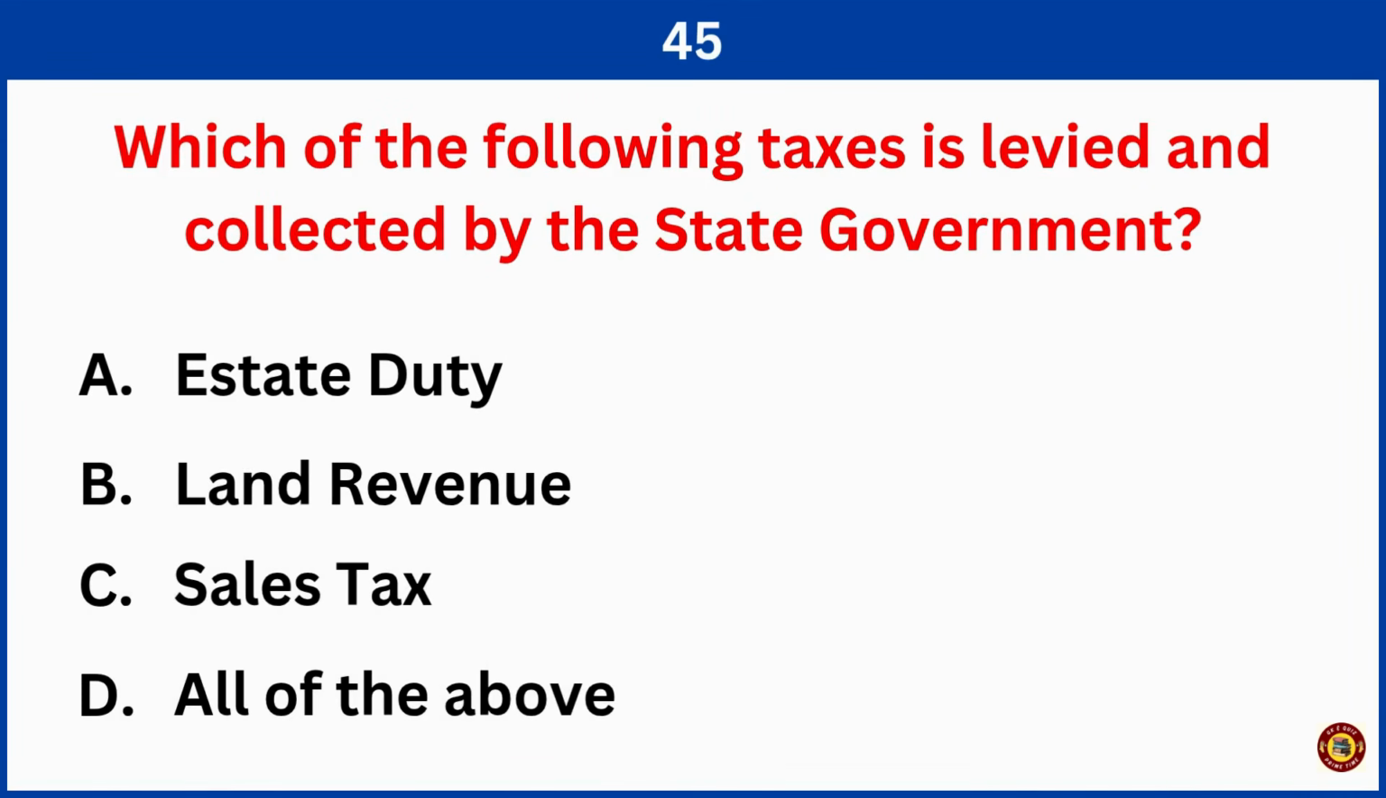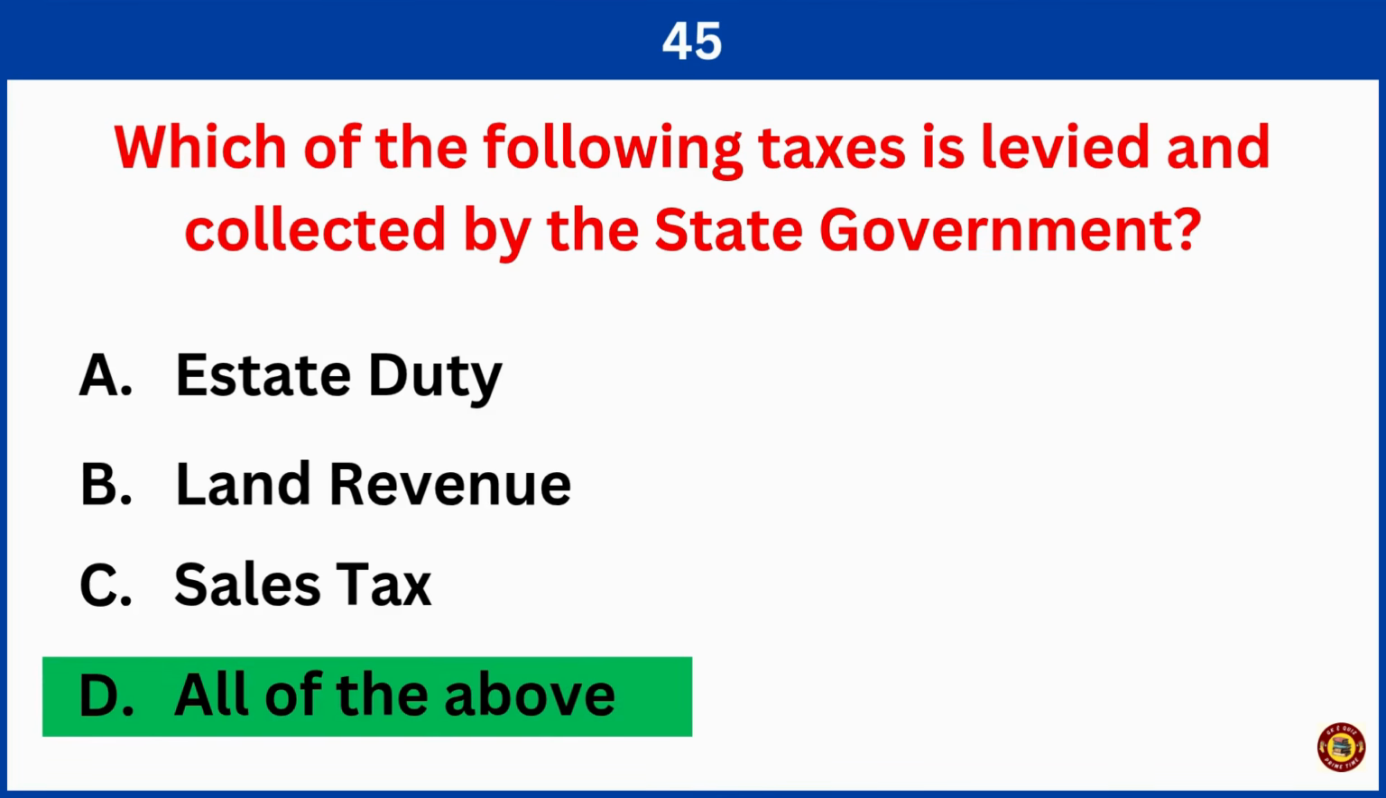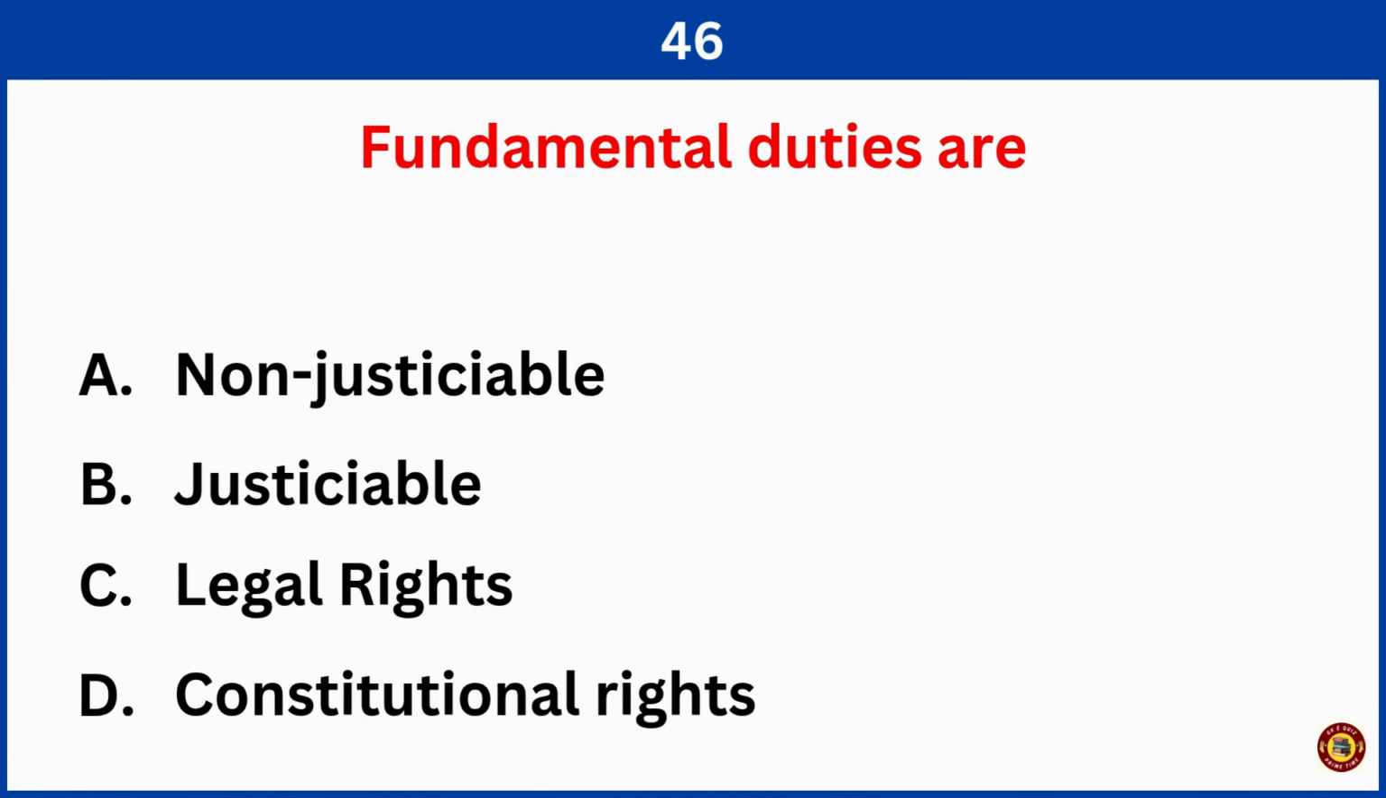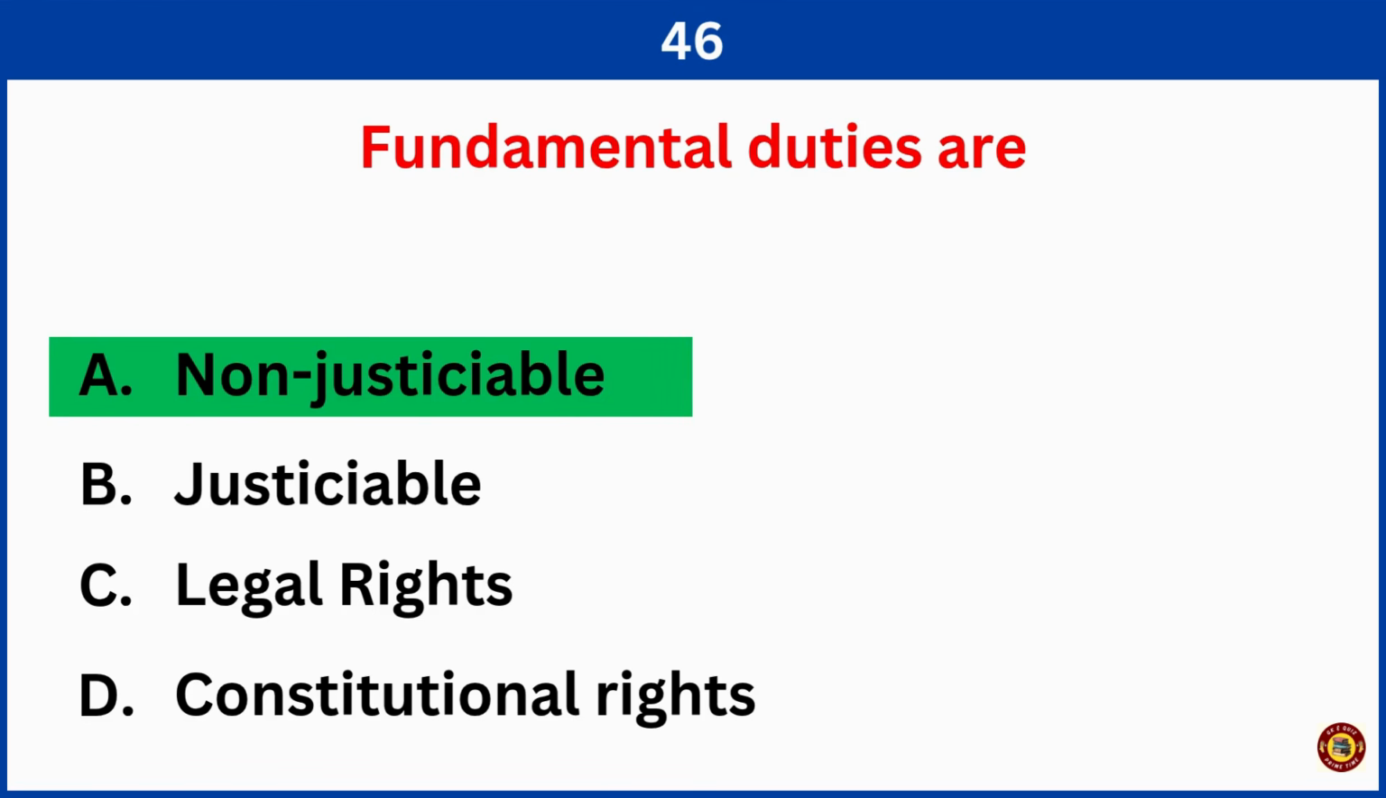Which of the following taxes is levied and collected by the state government? Right answer is option D, all of the above: estate duty, land revenue, and sales tax. Fundamental duties are. Right answer is option A, non justiciable.